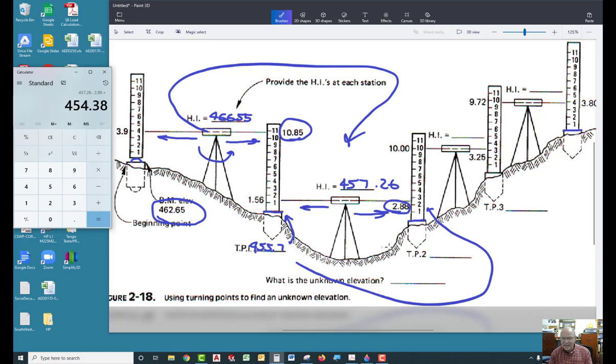We'll just do like a reality check here. Is 454.38 a smaller number than what we had over here? And it is. It drops, not a lot, but it drops, so that's logical. So we're going to keep going with our logic test and just write here 454.38.